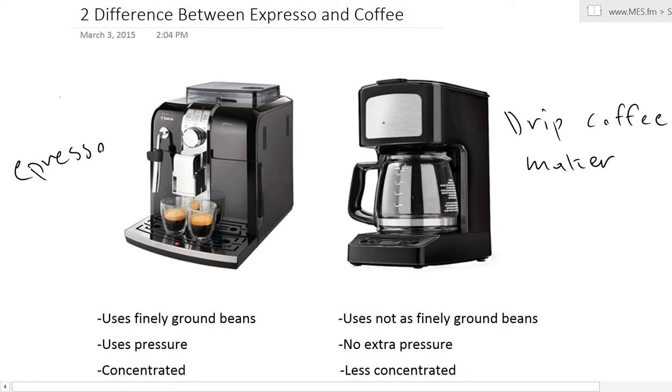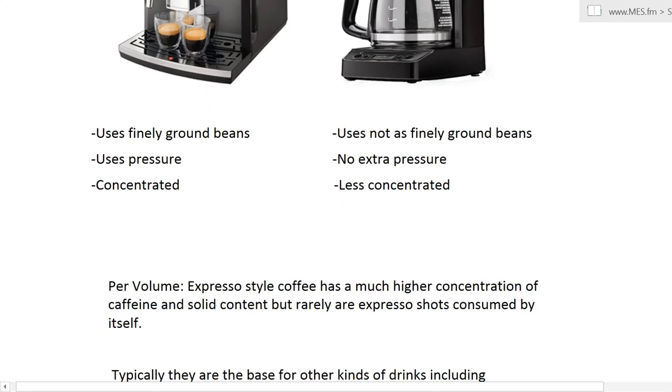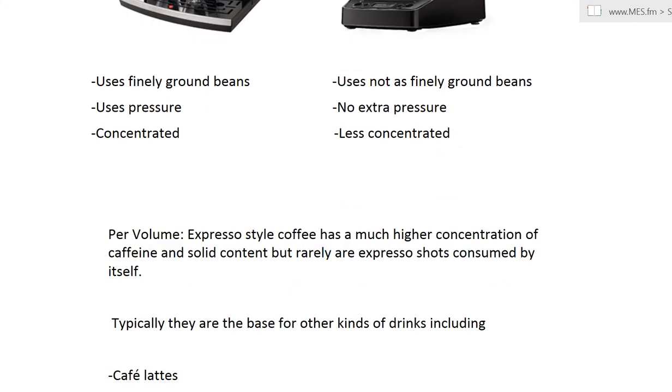It makes pressure for the water to go through the fine coffee quicker and easier, which makes the coffee actually higher concentration. Whereas the right side, the drip coffee maker, is just the gravity. So it goes through the coarser grain, it's going to be less concentration. Okay? But there is another misconception.